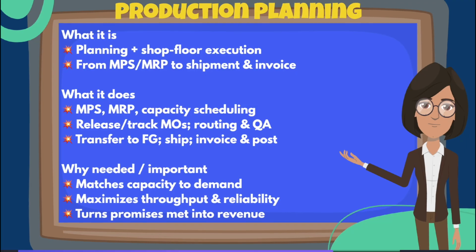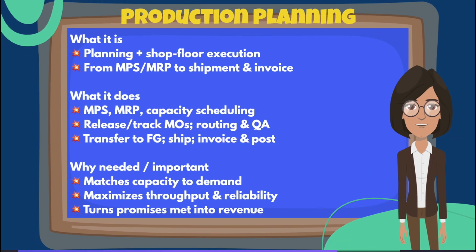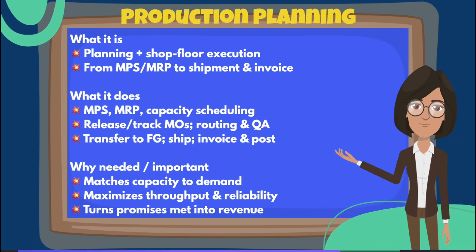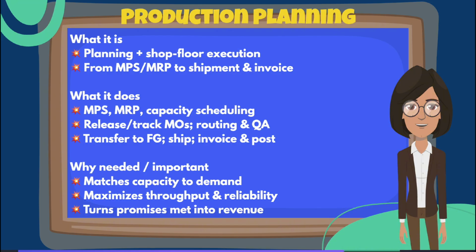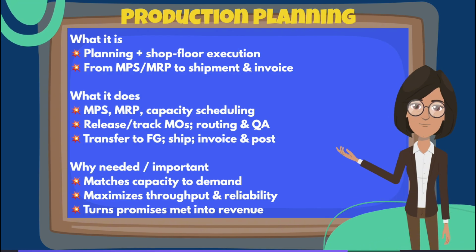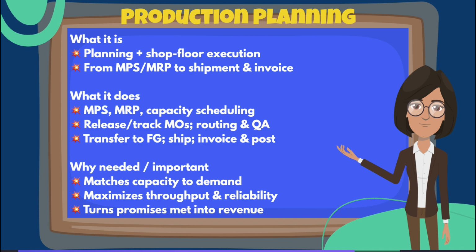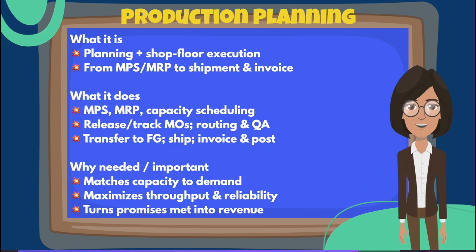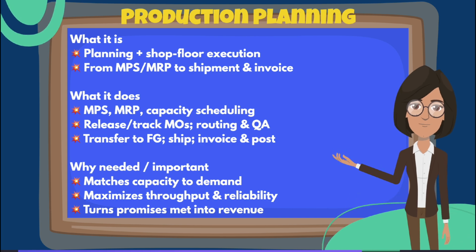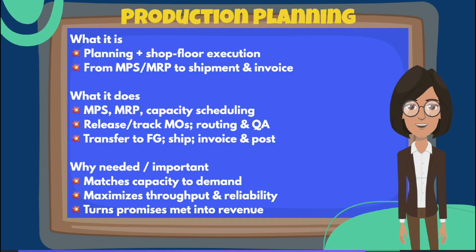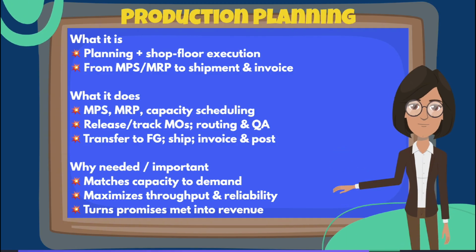Production planning and manufacturing is where demand becomes a feasible schedule and a finished product, and where we close the cash loop. It is to set the master production schedule, explode needs with MRP, and load work centers by capacity. We then release and track manufacturing orders through routings and QA, transfer output into finished goods, ship to the customer, and finally post the invoice.